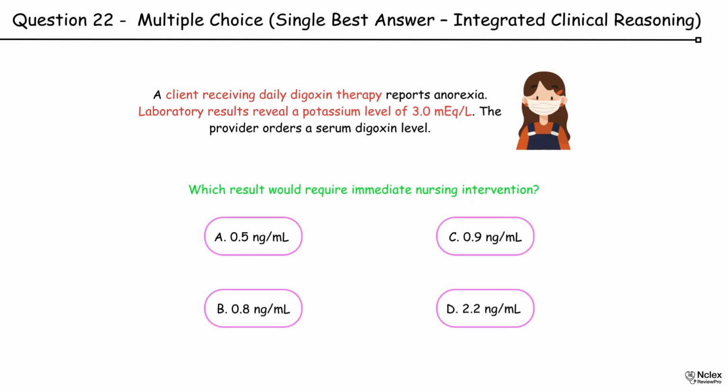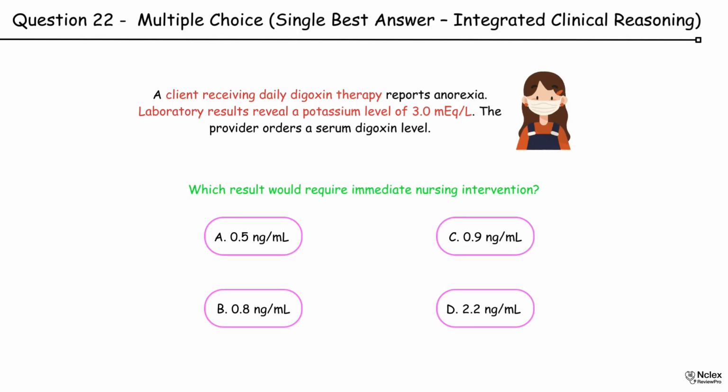A. 0.5 nanograms per milliliter. B. 0.8 nanograms per milliliter. C. 0.9 nanograms per milliliter. D. 2.2 nanograms per milliliter. Take a moment. Do not look at the digoxin level alone. Integrate the symptoms and the potassium. Pause here if you need to.